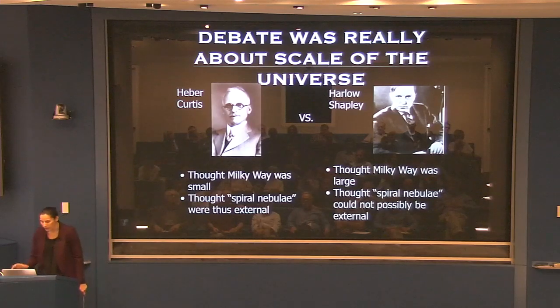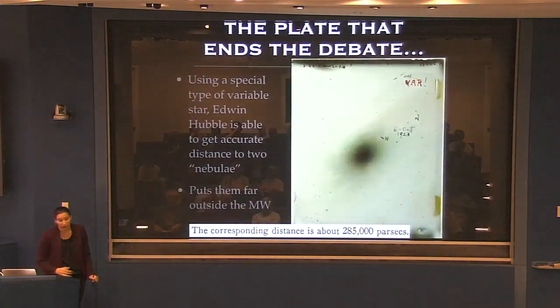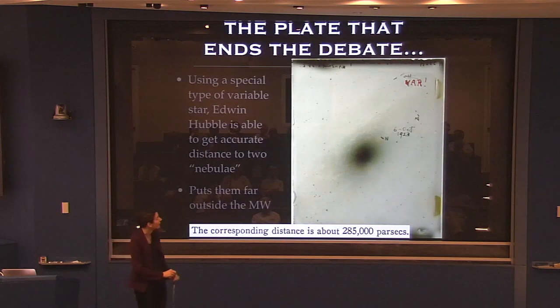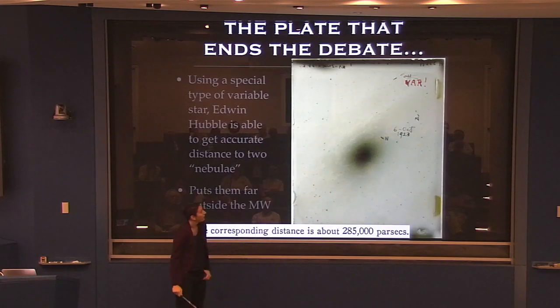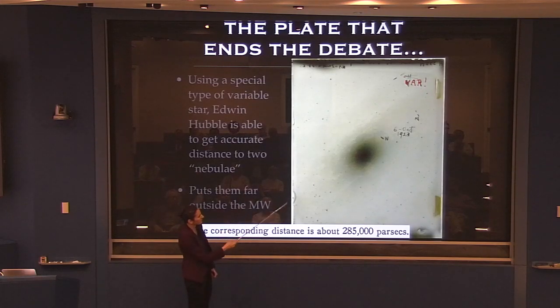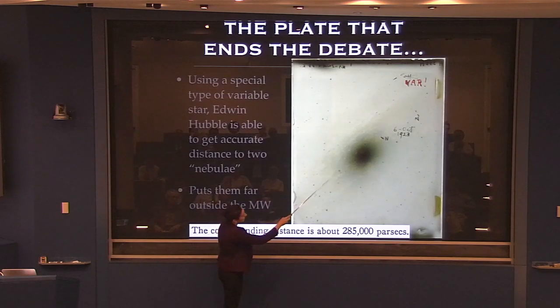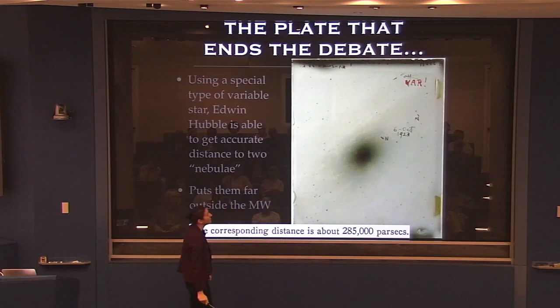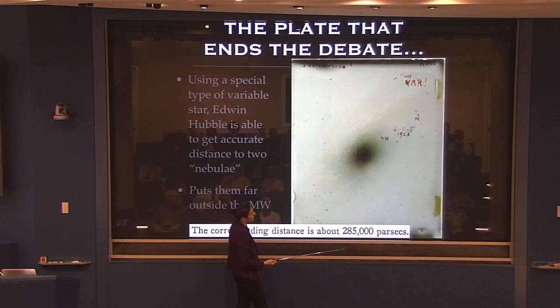So they were both sort of right and sort of wrong, which is often the case. But how was this actually resolved? Of course, this is the famous plate that ended this debate. Here is a plate taken on the 60-inch telescope. Actually, this is not the plate for this particular debate, but it's the same galaxy. So you see this spiral nebulae, M31, and this is a plate taken by Edwin Hubble.